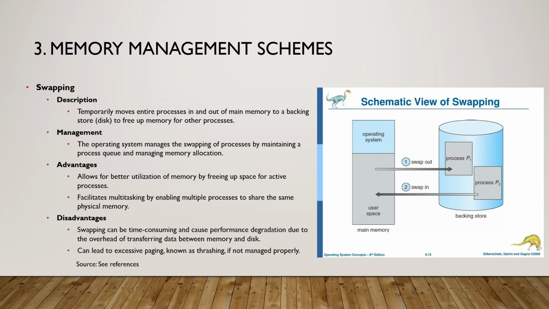And it facilitates multitasking by enabling multiple processes to share the same physical memory. Disadvantages: swapping can be time-consuming and cause performance degradation due to the overhead of transferring data between memory and disk. It can also lead to excessive paging, known as thrashing, if not managed properly. So this was for swapping.